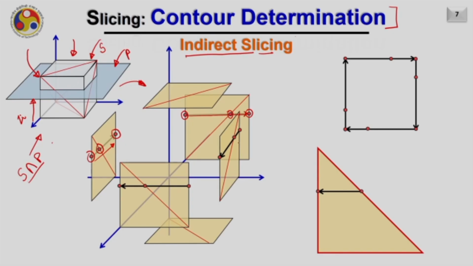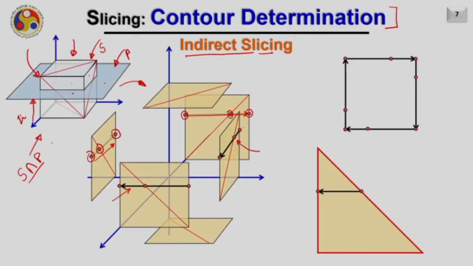In a similar fashion, this line I will obtain by the intersection of this face with this plane, and this line is obtained when we are taking the intersection of the cube with this plane. Now if we are collecting these curves together to form a contour, it will look something like this. Here you can see these are the intersecting points, and hence they are forming a closed loop contour.